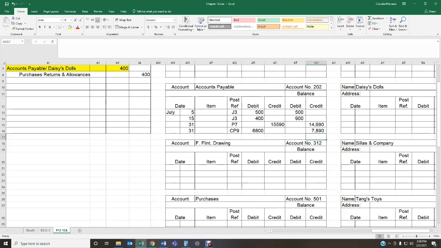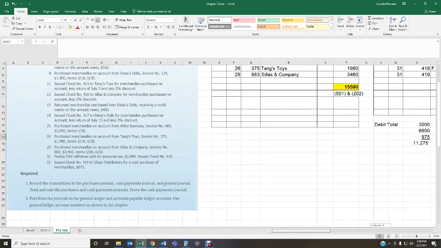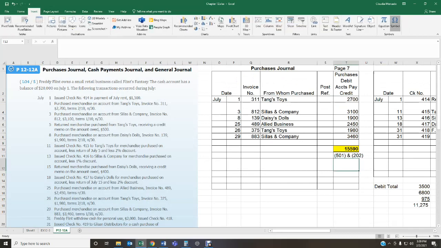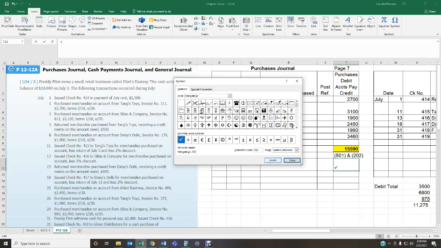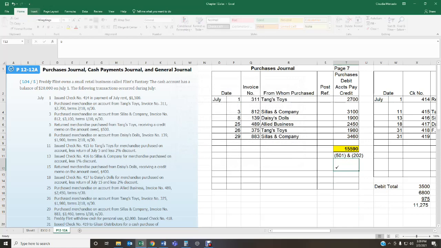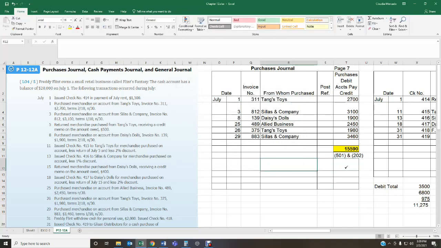Remember, these transactions have to be in sequential order, so you can get them correct. Make sure that you enter your post reference. Okay, now we've posted all of these transactions. As you post your transactions, you have to come back and figure out, okay, have I posted this? Yes, I have. I'm going to insert a check mark. That way it tells me, you know what, I've already posted them and I verified them and everything's correct. So this tells me that these transactions totaling $15,590 have been entered in account 501 and 202.